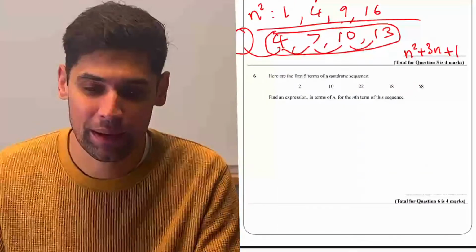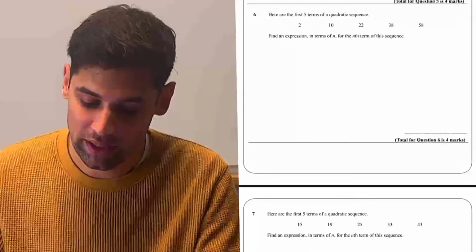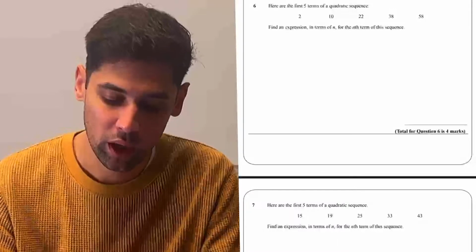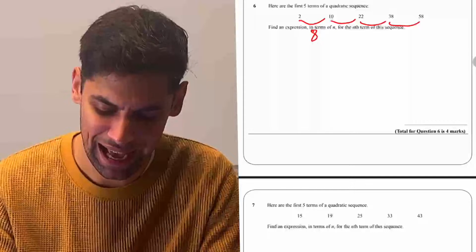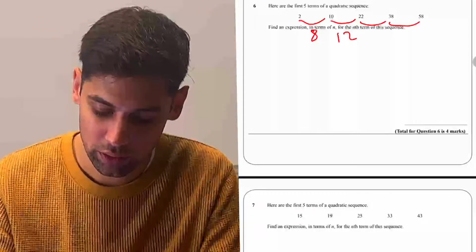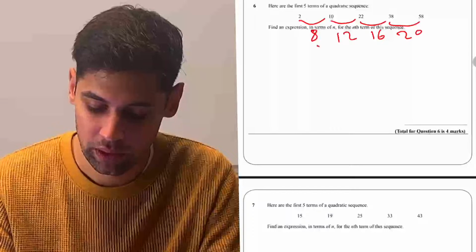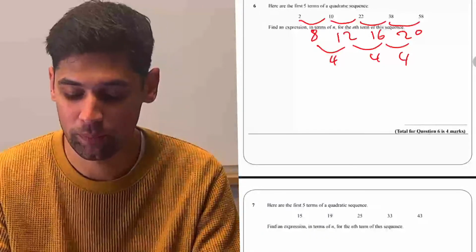So let's use that exact same technique for this next question. Here are the first 5 terms of a quadratic sequence. Find an expression in terms of n for the nth term of this sequence. Straight away, we're going in for finding the difference. Bang, bang, bang, bang. Difference. 8, 12, 16, 20. And the difference of the differences is 4, 4, 4.